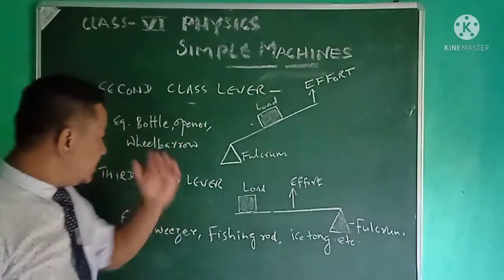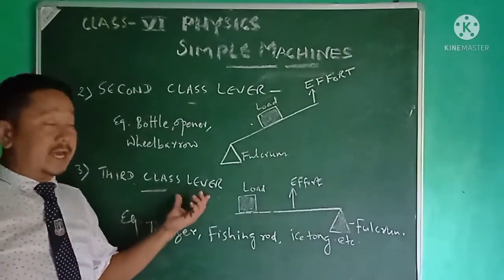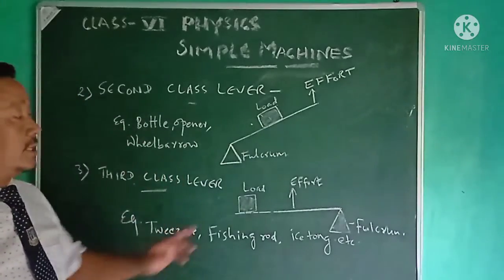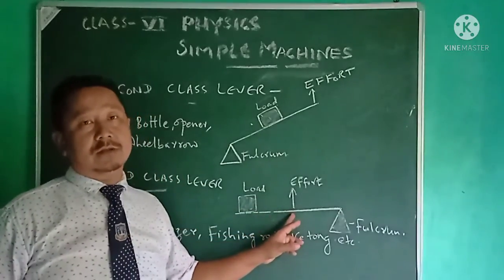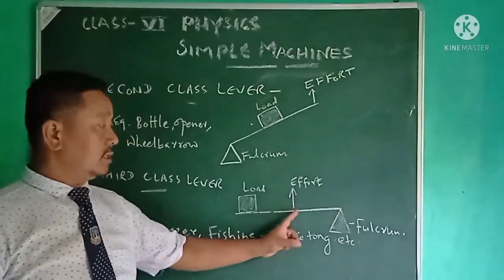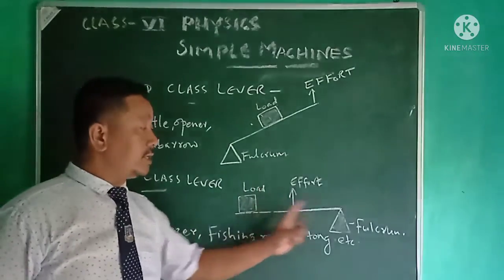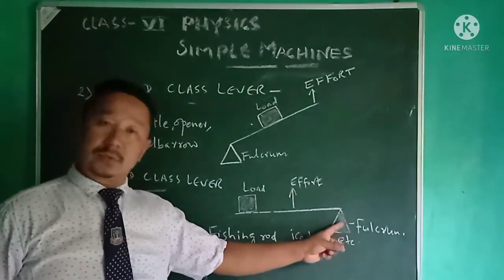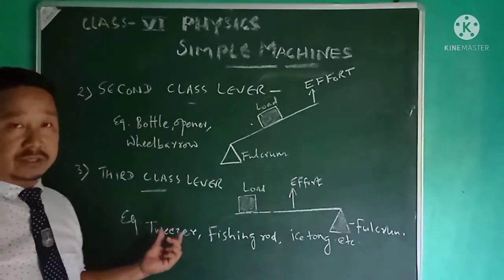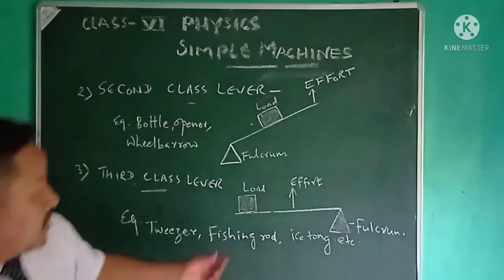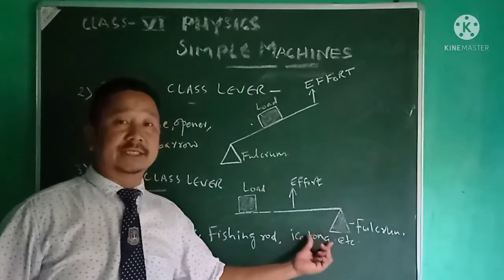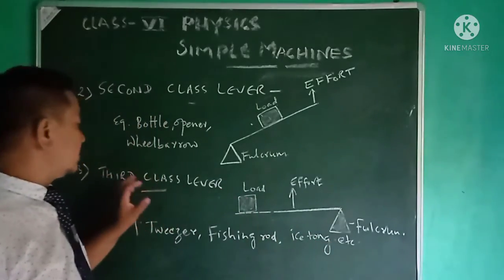Then we have the third class lever, where you find the effort in the middle, which is in between the load and fulcrum. For example, tweezers, fishing rod, ice tongs, etc. are the examples of third class lever.